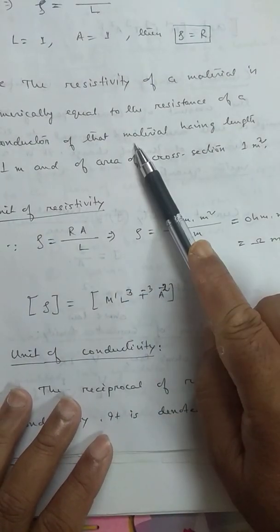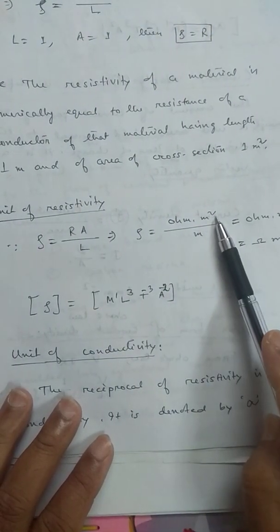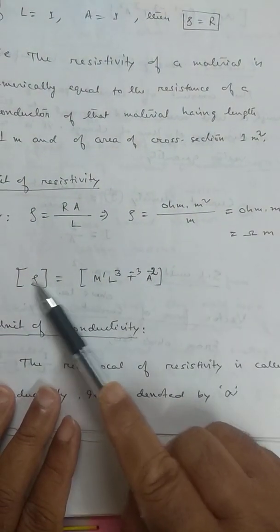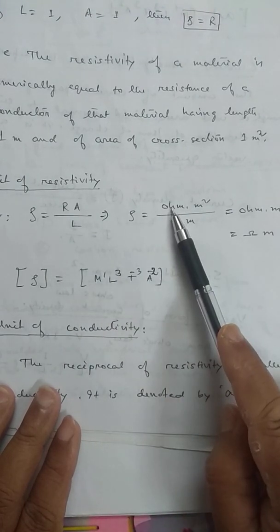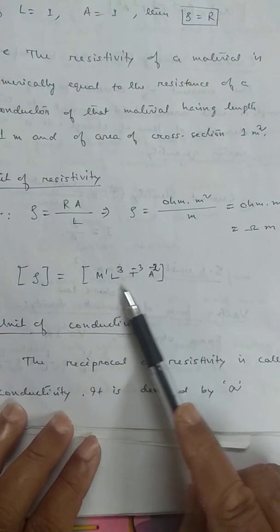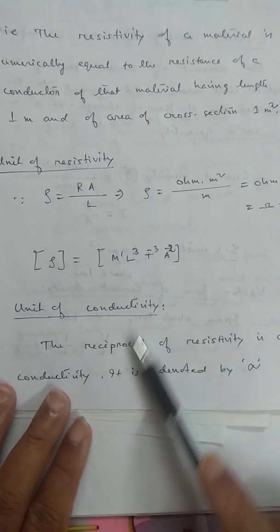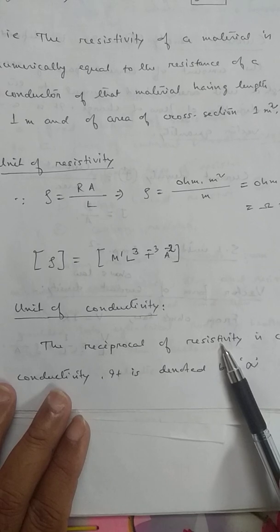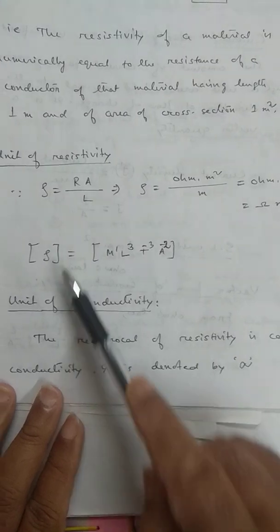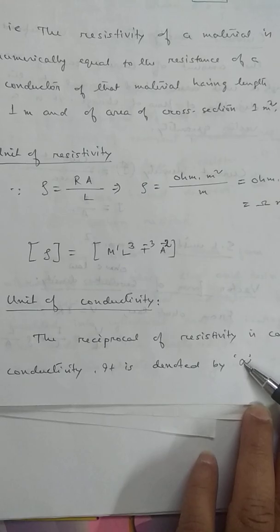What is the SI unit? Rho is equal to ohm times area in meter square divided by length in meter, therefore it is ohm meter. So what is the dimension? With the dimension of resistance, length is multiplied, so M1 L cube T to the power minus 3 A to the power minus 1. Now what is conductivity? It is the reciprocal of resistivity. Its symbol is sigma. Have you seen it? Its symbol is sigma.